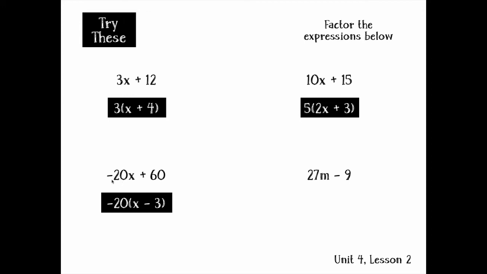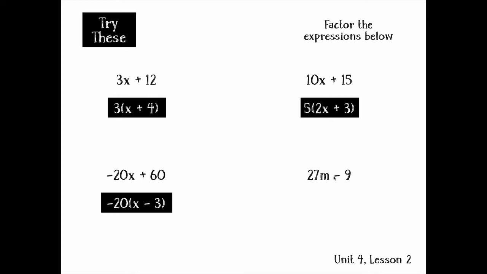On the bottom, we're going to pull the negative 20 out. So it's probably easier to have the negative on the outside of the parentheses. So since 20 goes into 20 and 20 goes into 60, we have negative 20 times x. That gives me negative 20x. And now I've got to make the 3 a negative or a minus, because a negative times a negative gives me the positive 60.